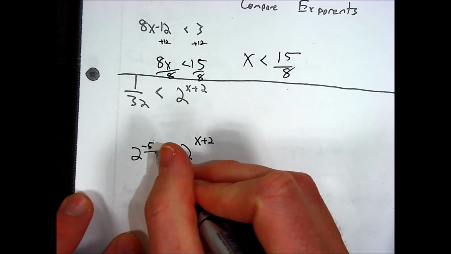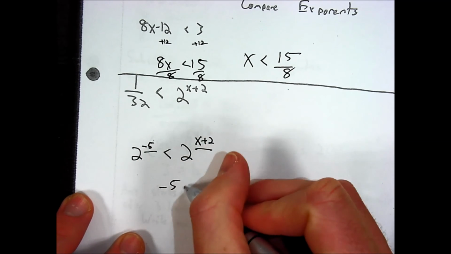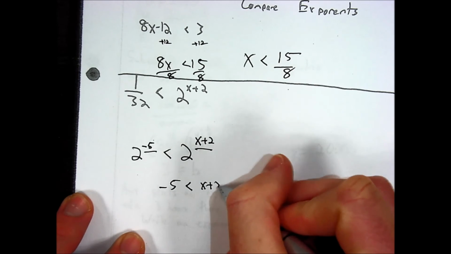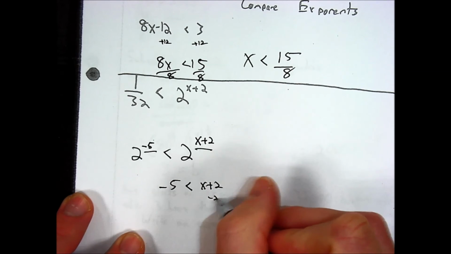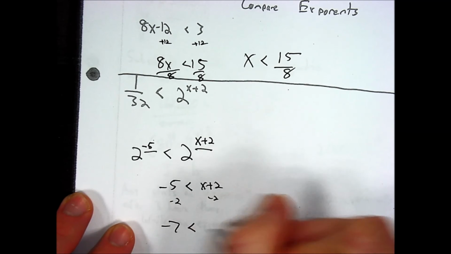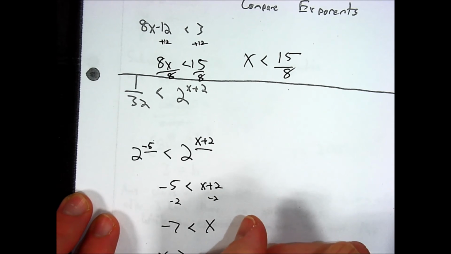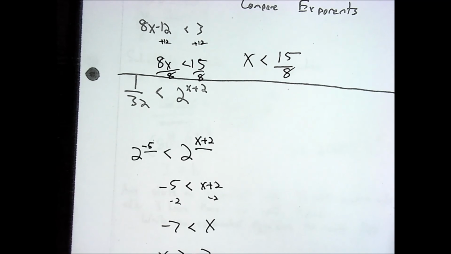And now it's the same idea. Negative 5 is less than x plus 2. We subtract that 2. Negative 7 is less than x, or we could flip it all the way around and say x is greater than negative 7.